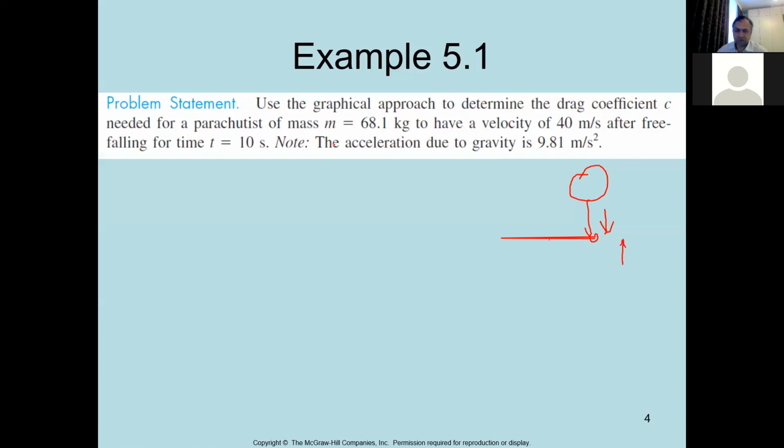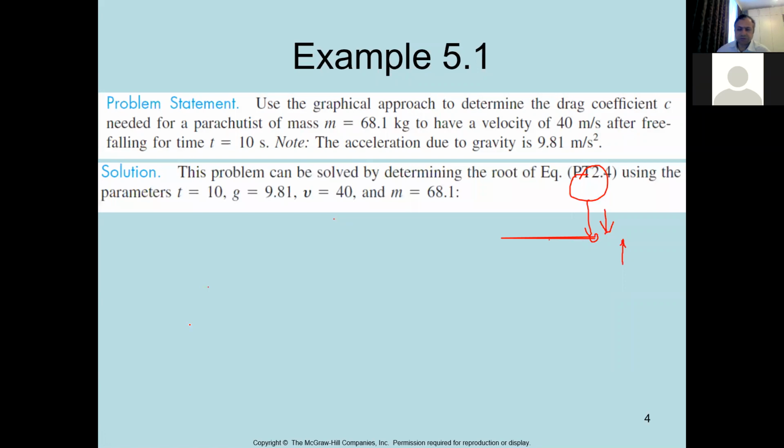So if the constant velocity reached is something like 40 meters per second, what will be that drag coefficient? Although this problem has been given to us, we don't need to solve it analytically. We can just use the equation which has already been derived in the first chapter, or from your engineering understanding, you can derive the equation for the solution. So the equation for the solution is this.